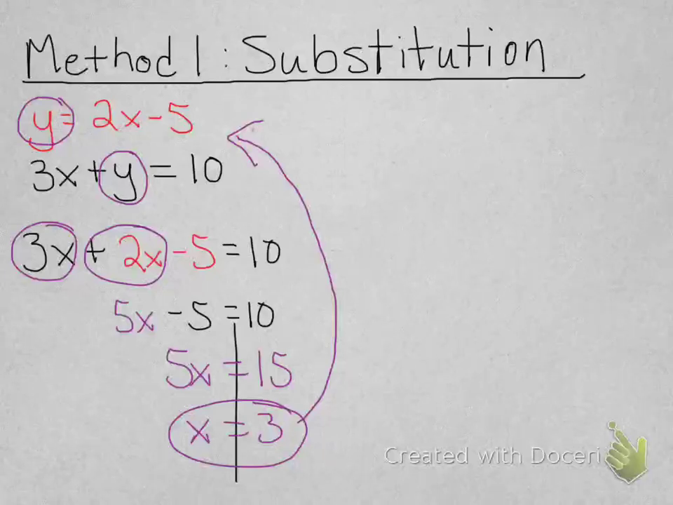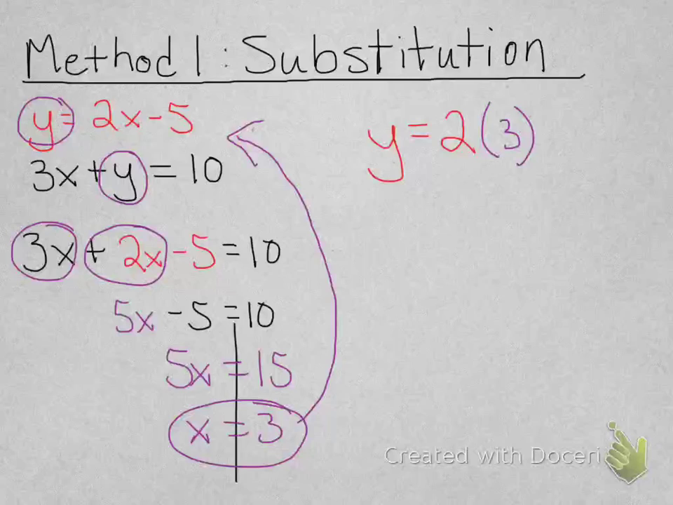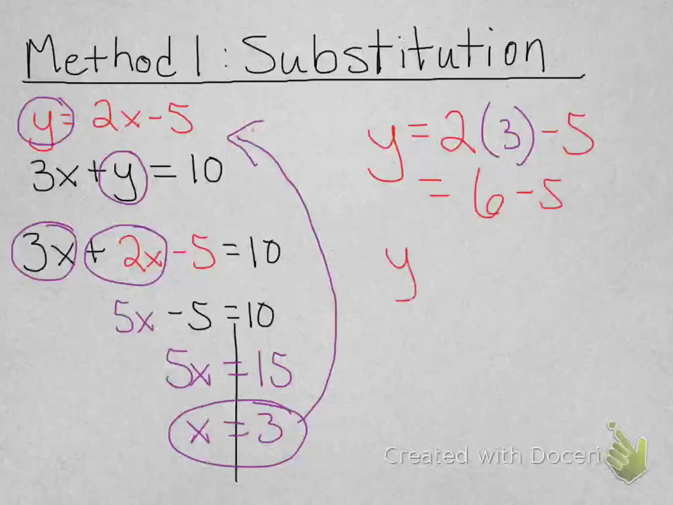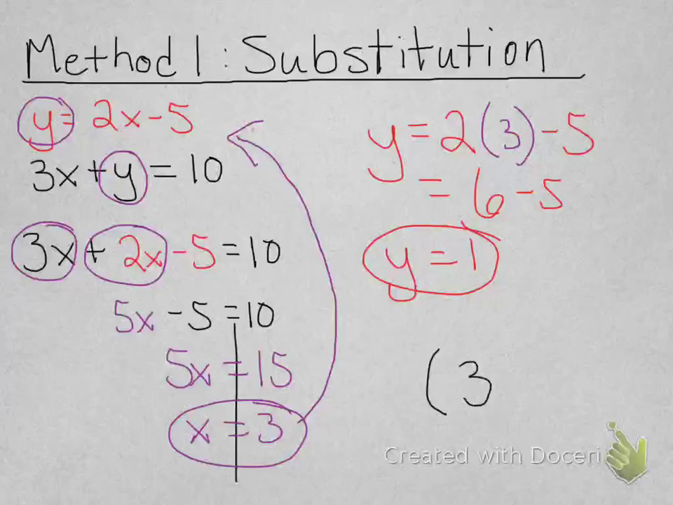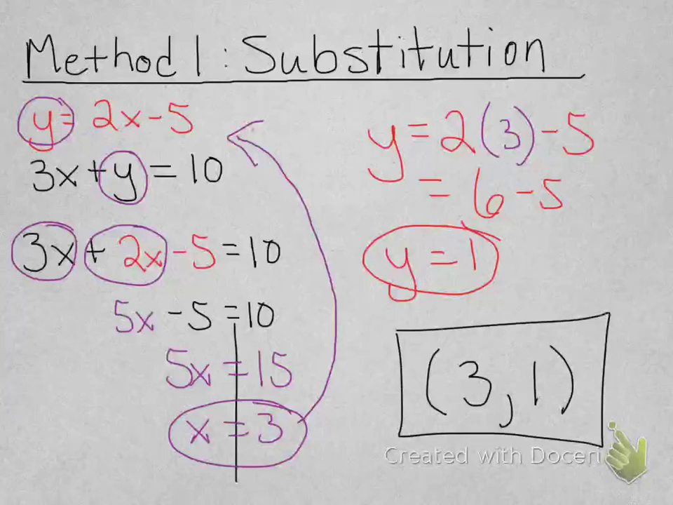I would probably go with the first one because it's already solved for y, and it'll be a lot easier to find our solution there. If I plug in the value for x, I now have y is equal to 2 times our new value of x, which we said was 3, minus 5. Then solve that. 2 times 3 is 6, minus 5 is going to be 1. So the value of y is equal to 1. This system of equations has a solution with the point x is equal to 3 and y is equal to 1, and that's our final solution.